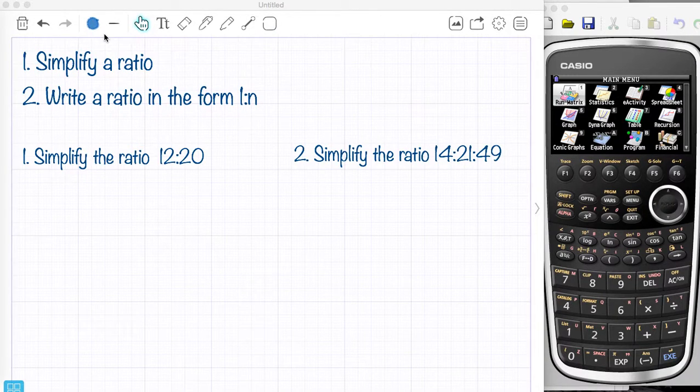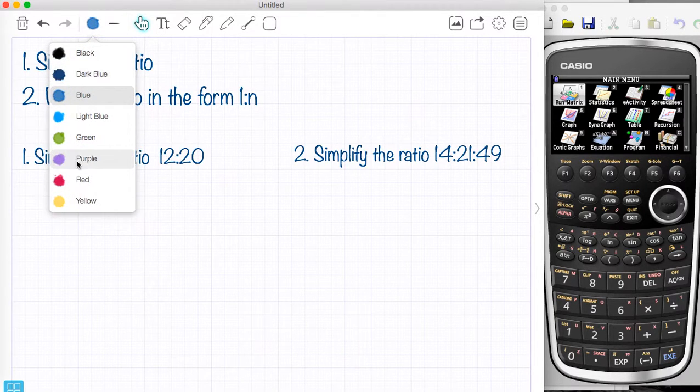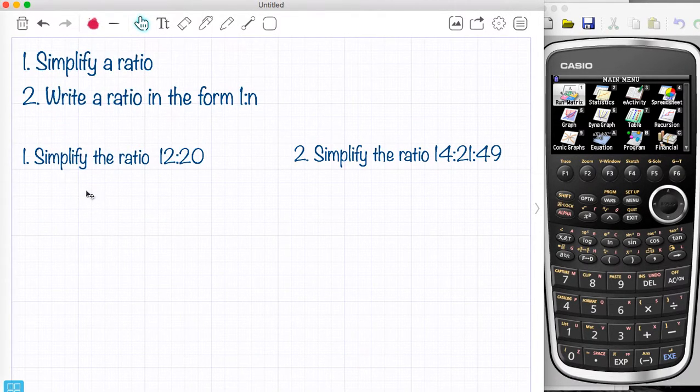Okay, we're going to look at very, very simple starting ratios, what a ratio is, and how you simplify ratios. So first of all, simplifying a ratio. When you're asked to simplify a ratio, and we might have something like 12 to 20, we look for the highest common factor that divides into both numbers. So although 2 divides into both those numbers, 4 is the highest common factor, so I'm going to divide both by 4.